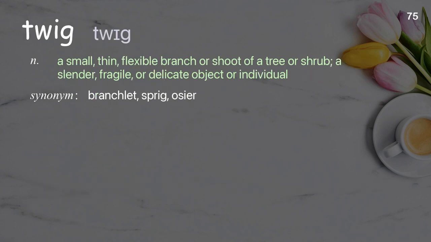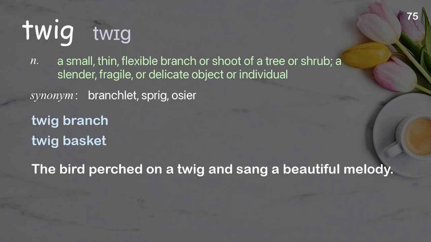Twig. A small, thin, flexible branch or shoot of a tree or shrub, a slender, fragile, or delicate object or individual. Examples: twig branch, twig basket. The bird perched on a twig and sang a beautiful melody.